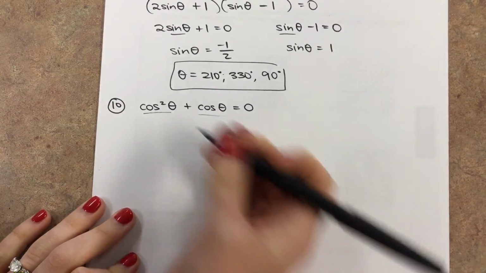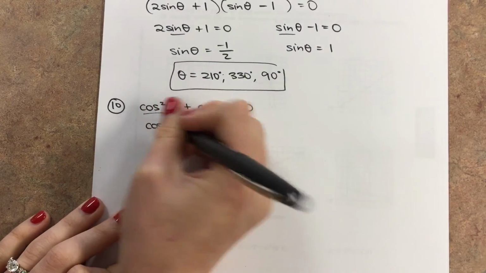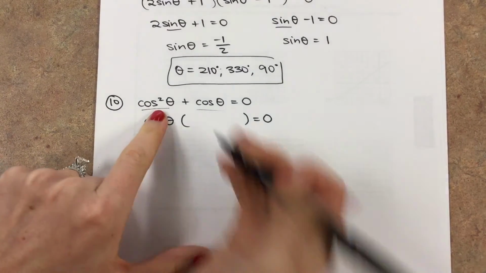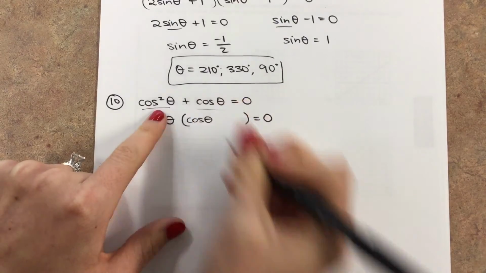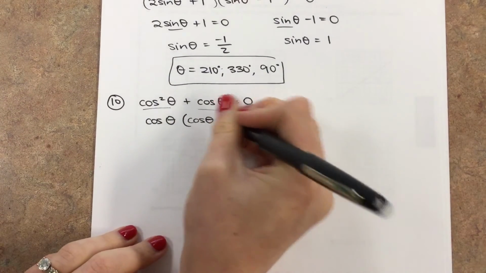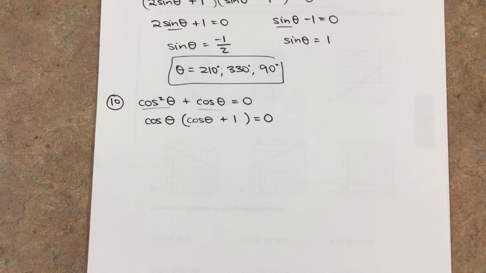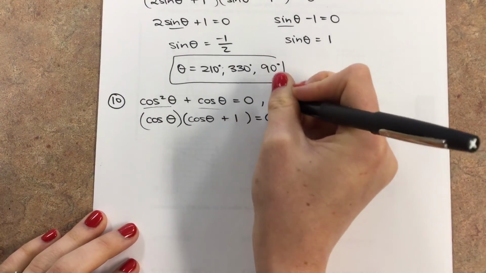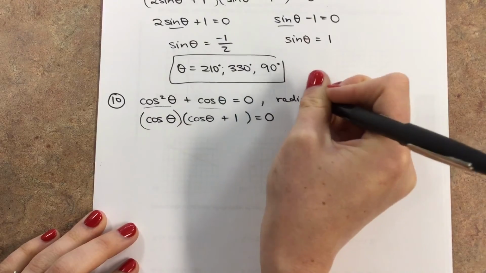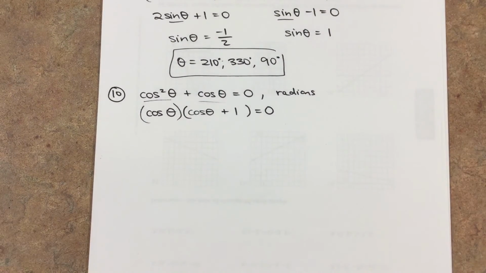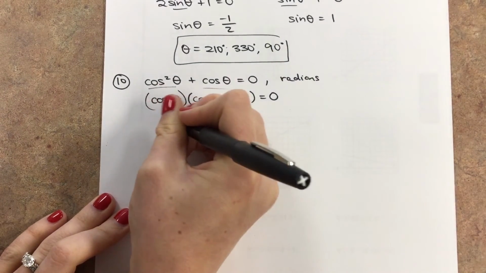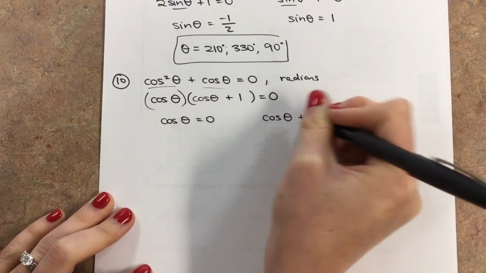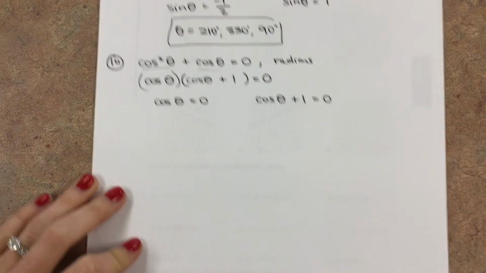So both of these terms have a cosine in common. So you can factor that out, and then you'll write the leftovers in parentheses. So when I divide this one by cosine, I'm left with another copy of cosine. And when I divide this by cosine, I'm left with 1. Okay, so just like up above, this is now 1 factor, this is 1 factor, and this one we want our answer in radians. So I'll give you one of each on the test, and I will tell you. So take cosine and set that equal to 0, and set cosine plus 1 equal to 0 as well.